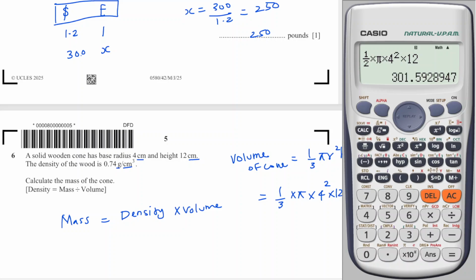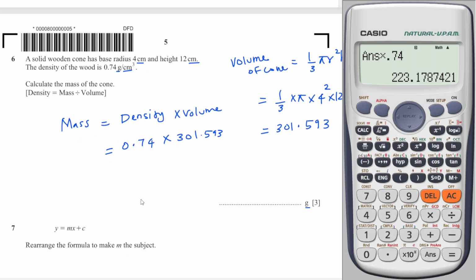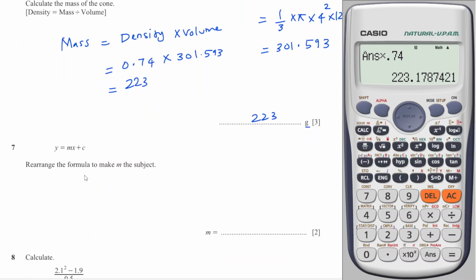So we can write it as 301.593. Okay. Now we can write 0.74 times 301.593. I'm using the same answer which is in the calculator and I multiplied by 0.74. So the answer will be 223. Okay, we need to write our answer in three significant figures. So it is 223.